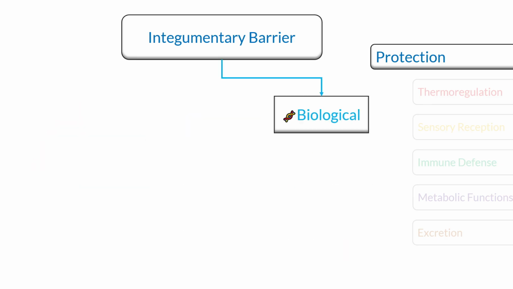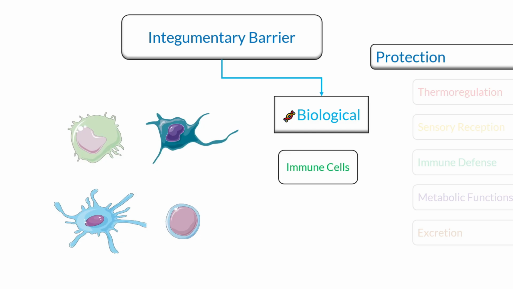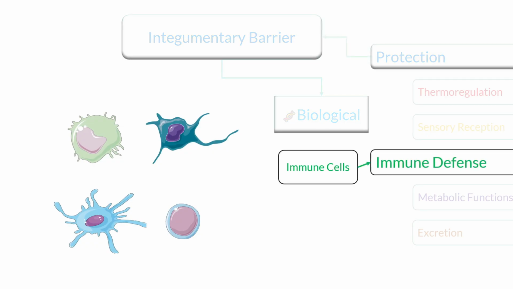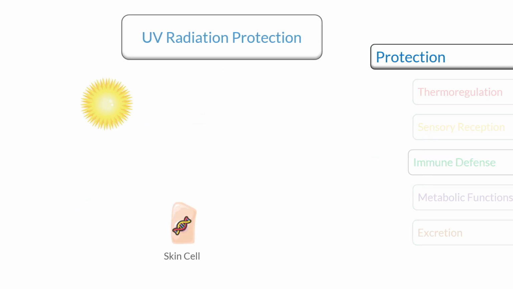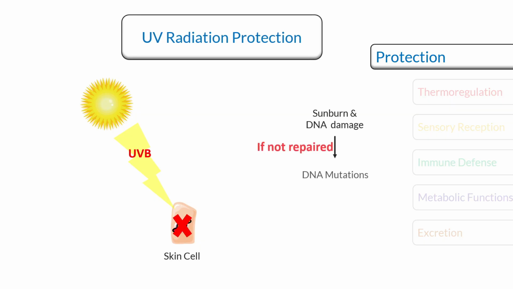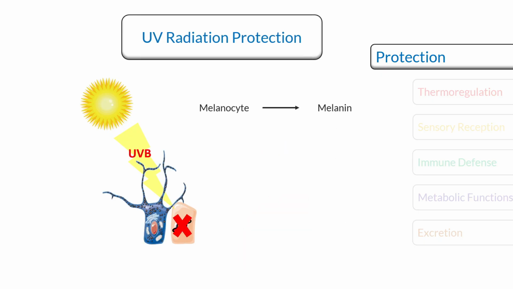The skin is home to a variety of immune cells, which serve as sentinels and responders to microbial invasion or injury. We discuss these later in the immune defense section. Sunlight, particularly its UVB component, can directly damage DNA in skin cells. When the damage is severe and repair mechanisms fail, mutations may accumulate, leading to skin cancers like basal cell carcinoma and melanoma. To counter this, melanin, especially eumelanin, absorbs and scatters ultraviolet B rays.